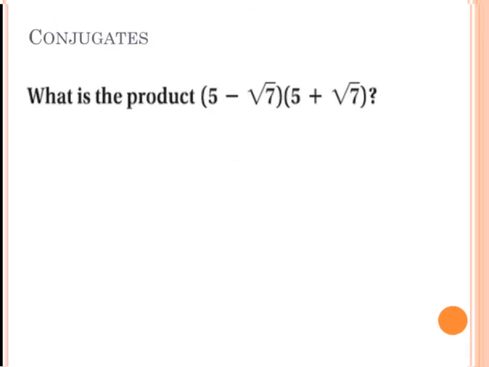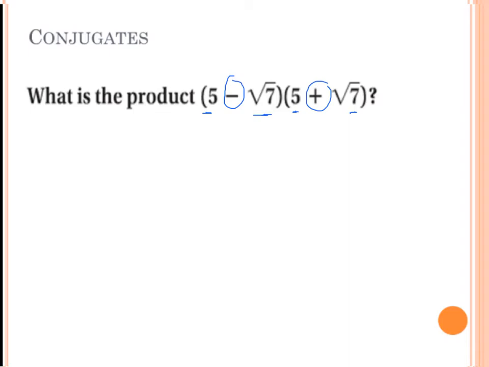Now when we multiply conjugates, first you have to know what a conjugate is. The next two expressions are conjugates. Why? Because they have the same numbers. They have 5 at the beginning and they have square root 7 at the end, except this middle mathematical operation is opposite of each other. So one's positive, one's negative.